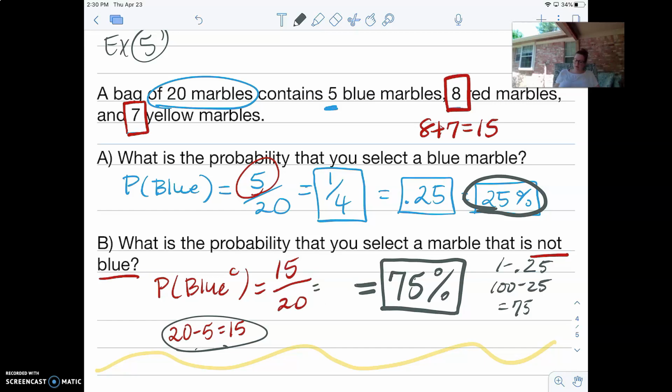You could also write this as a fraction, 3 out of 4, right? Because when you compare those two, the complements of each other, the 1/4 and the 3/4, when you add them, they have to equal 1, which they do.